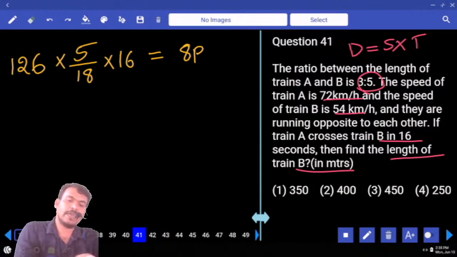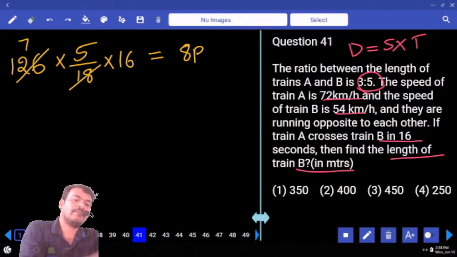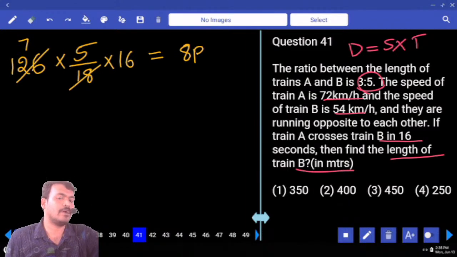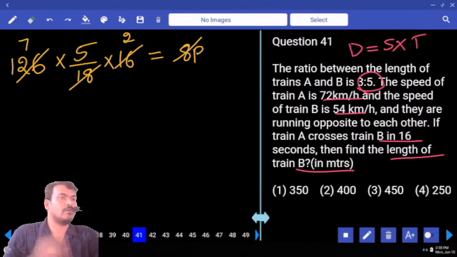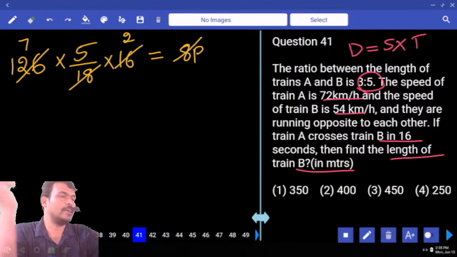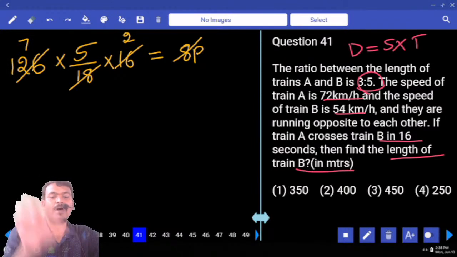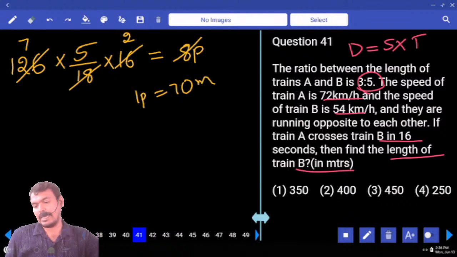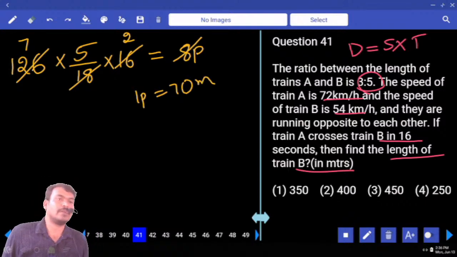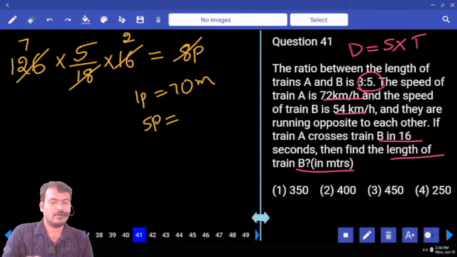Okay. First, 18 how many times? 7 times. 18 sevens are 126. 8 how many times 16? 2 times. 5 twos are 10 into 7. It will be 70. Every one part is how much value? 70 meters. But we required the length of train B. Train B means how many parts? 5 parts. What is the answer? 350.